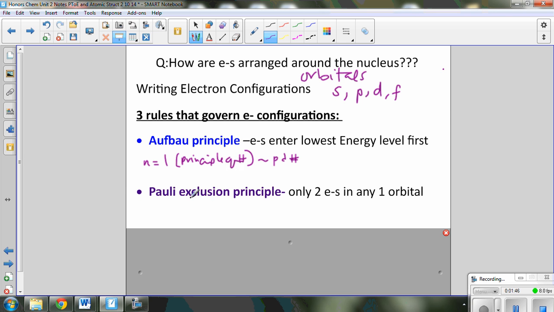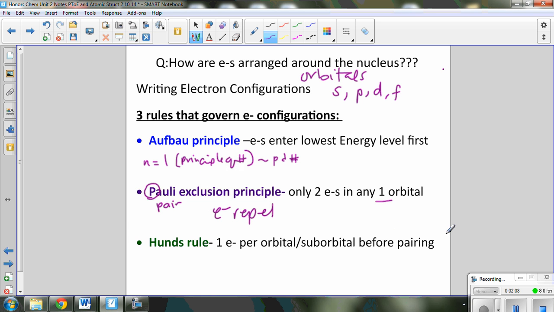The Pauli exclusion principle is the next one. And I always remember it like this: Pauli pair. That means that you can't have more than 2 electrons in any one orbital because electrons repel each other, so they like to be as far away from each other as possible, and we don't want them right up on one another. And if we have to, we have to, but if we have the choice not to, that's what we prefer. And that's where Hund's rule comes in.